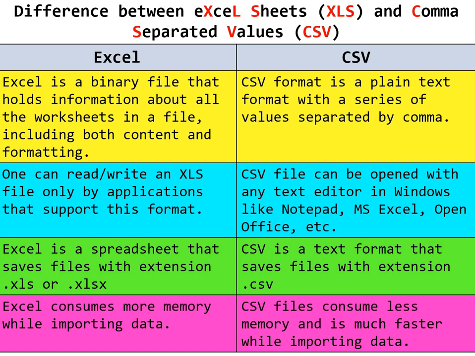Excel is a spreadsheet that saves files with extension .xls or .xlsx. CSV is a text format that saves files with extension .csv. The last difference: Excel consumes more memory while importing data. CSV files consume less memory and are much faster while importing data.